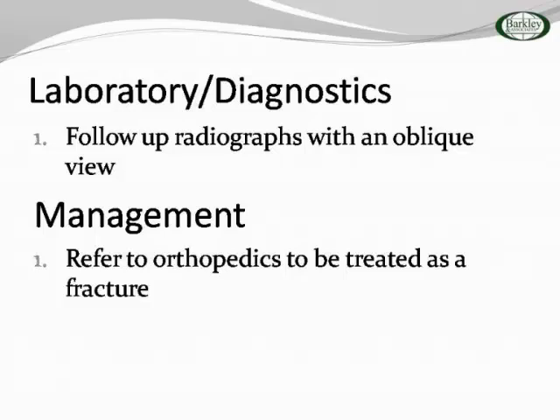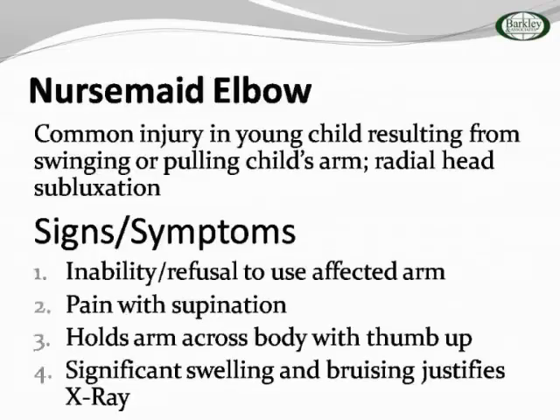In orthopedics, typically, a fracture clinic. We think about the nursemaid elbow. Nursemaid elbow is a common injury in young children, swinging, pulling. Doesn't that just get to you when you swing the kid and you think about their joints? Radial head subluxation. There's that term. There's a good way to look at it. What is subluxation? It's a dislocated joint. Remember we mentioned that it could be with hip dysplasia. Inability or refusal to use their affected arm.